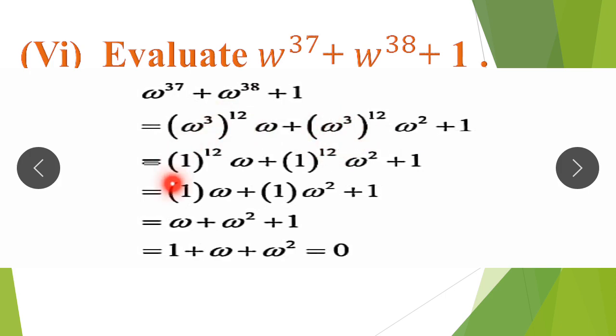So instead of omega cube we can write 1. Now we can solve it ahead. Omega square into omega into 1 will result in omega square, and 1 plus omega square is equal to 0. Why equal to 0? Because the sum of the cube roots of unity is equal to 0.